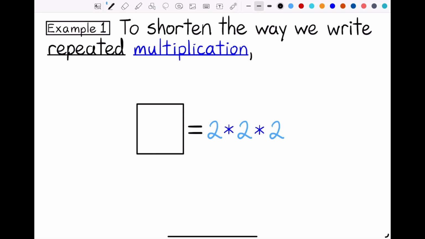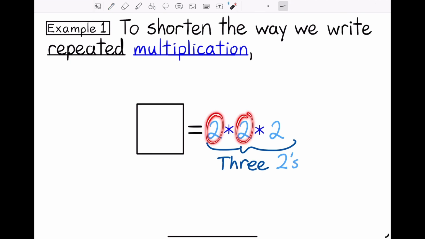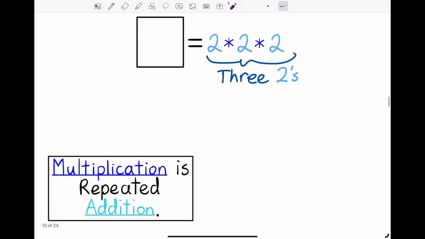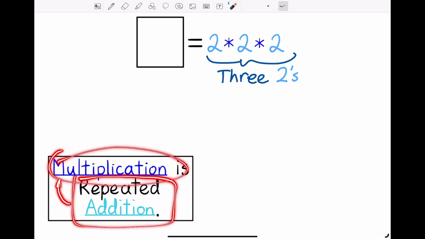To shorten the way we write repeated multiplication, let's look at the example where we're multiplying 3 2's together. So we need 2 pieces of information. The first piece is the number we're multiplying repeatedly, which is 2. And the second piece is the amount we see 2 appear as a factor, which is 3. So this is very similar information as to how we rewrote repeated addition as multiplication.